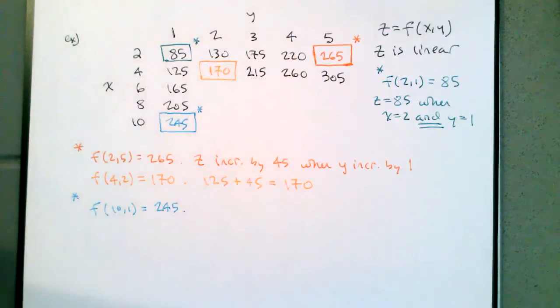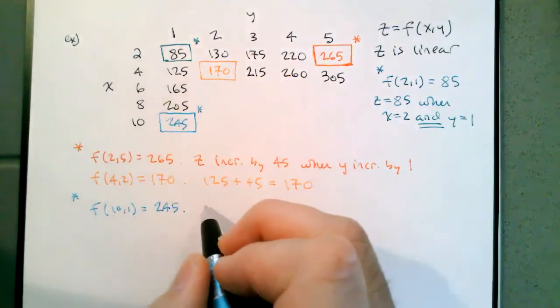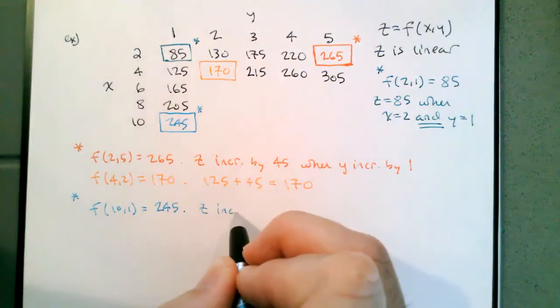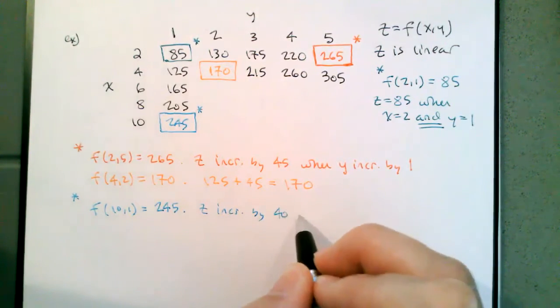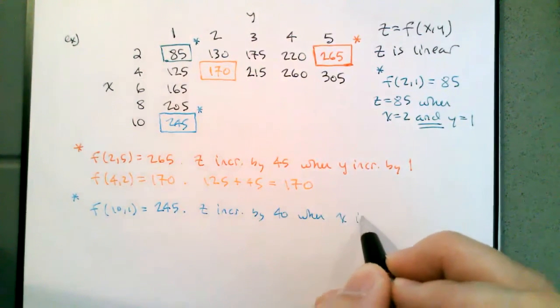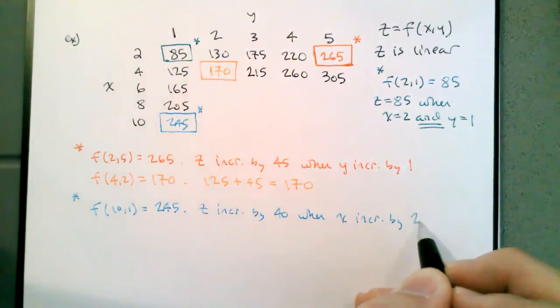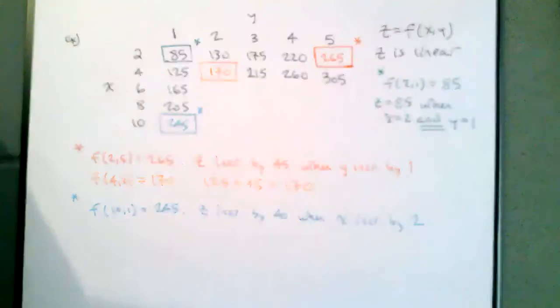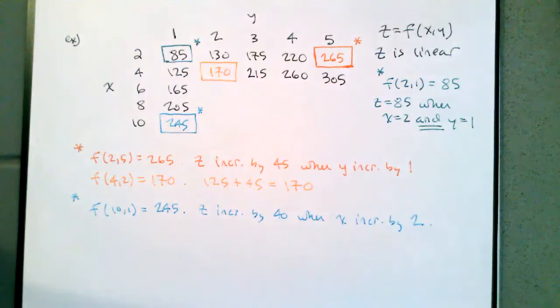And we can figure this out by saying z is increasing by 40 when x increases by 2. Notice that x is increasing by a different amount. So z increases by 40 when x increases by 2. So now we can see we're just describing the rate of change of z with respect to x. And then we can use that to fill out the rest of the table.